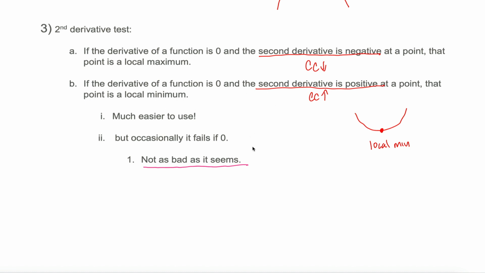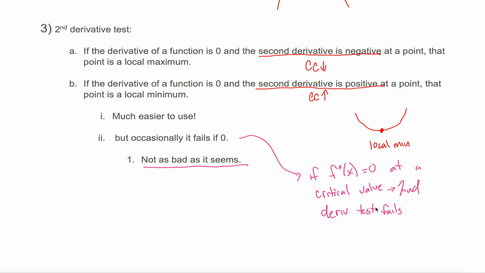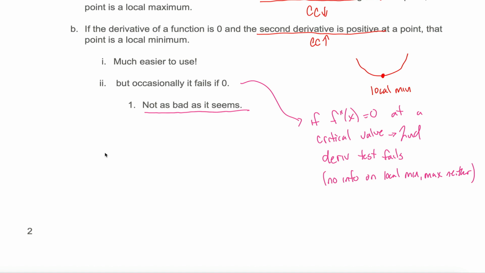If that second derivative equals 0, what you need to know is that does not necessarily mean that that critical value is neither a local minimum or a local maximum. If your second derivative equals 0 at a critical value, that means the second derivative test fails, meaning it gives you no information about whether that point is a minimum, a maximum, or neither. The best counterexample to that thought is if you consider f of x equals x to the 4th power. I'll let you work this out if you want, but if you do, I think you'll see that you have a critical value at x equals 0, and that critical value is a local minimum. But if you try using the second derivative test to come to that conclusion, it won't work.